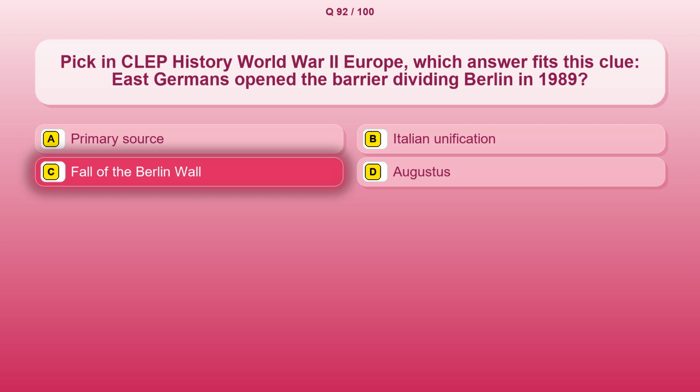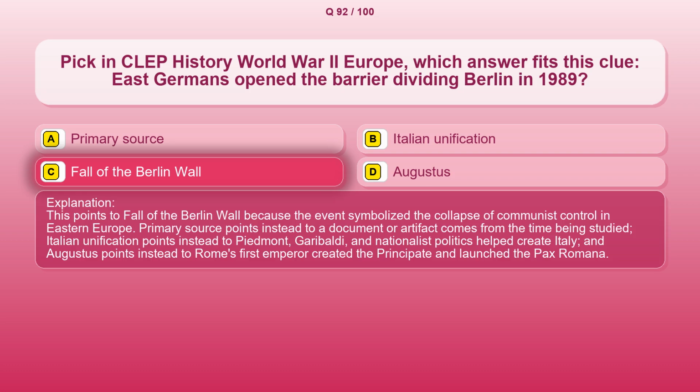The correct answer is option C, fall of the Berlin Wall. This points to fall of the Berlin Wall because the event symbolized the collapse of communist control in Eastern Europe. Primary source points instead to a document or artifact comes from the time being studied. Italian unification points instead to Piedmont, Garibaldi and nationalist politics helped create Italy, and Augustus points instead to Rome's first emperor created the Principate and launched the Pax Romana.